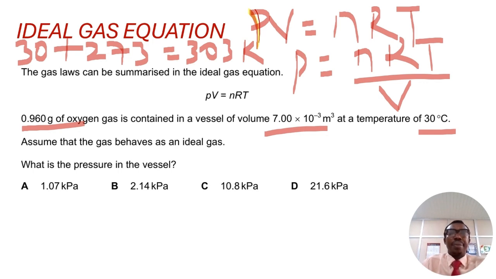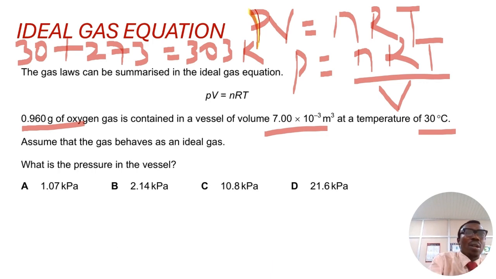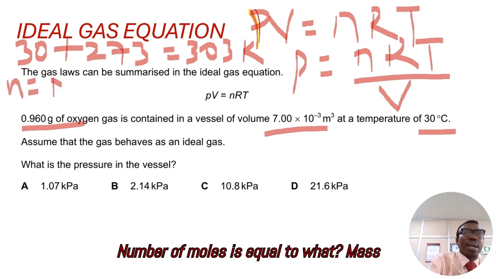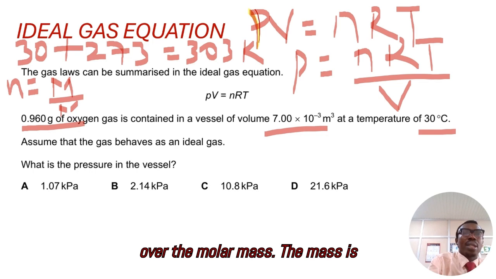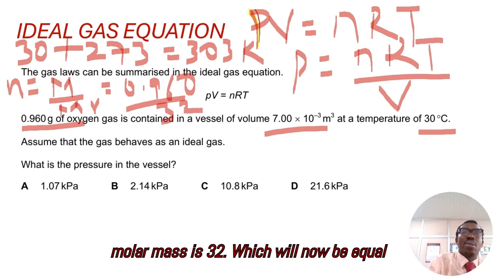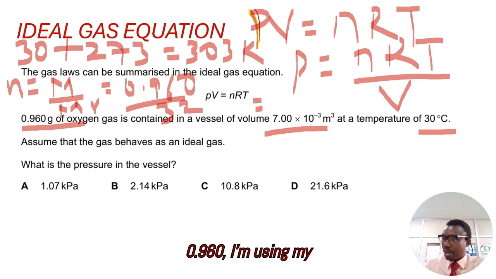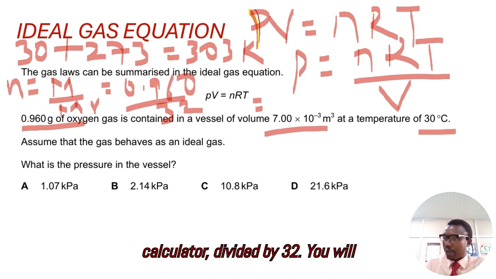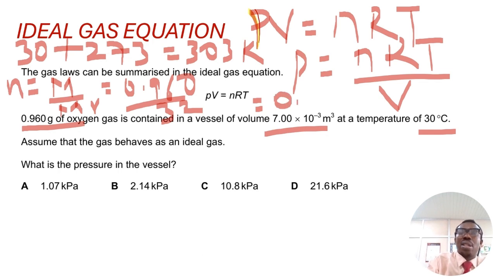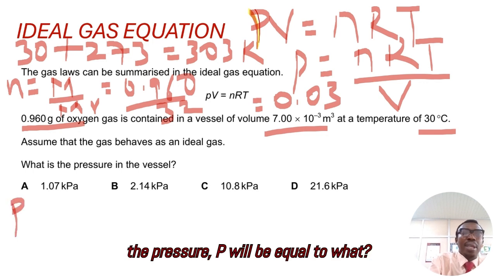30 plus 273 is equal to 303 Kelvin. Then we're given the mass of the gas, so we have to calculate the number of moles of the gas. Number of moles is equal to mass over the molar mass. The mass is 0.960 and the molar mass is 32. Using my calculator, 0.960 divided by 32, you have 0.03.